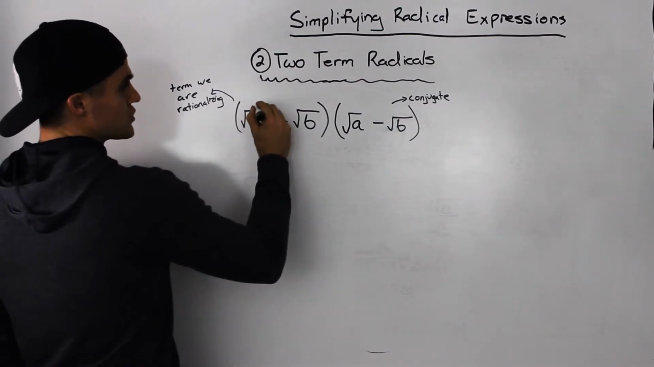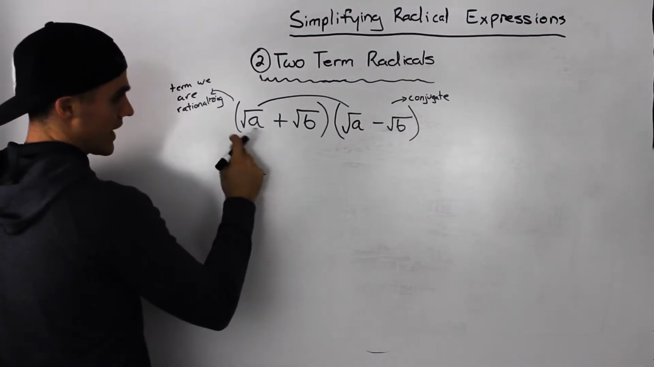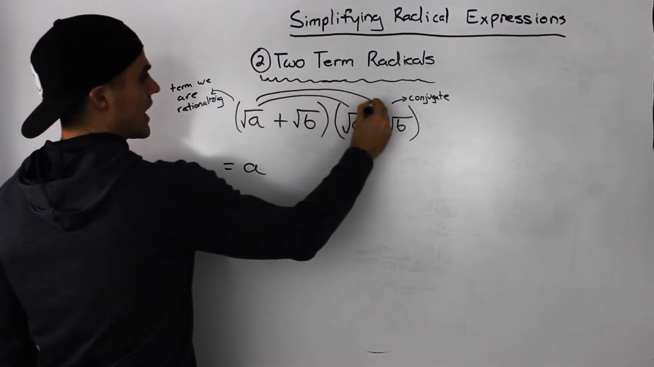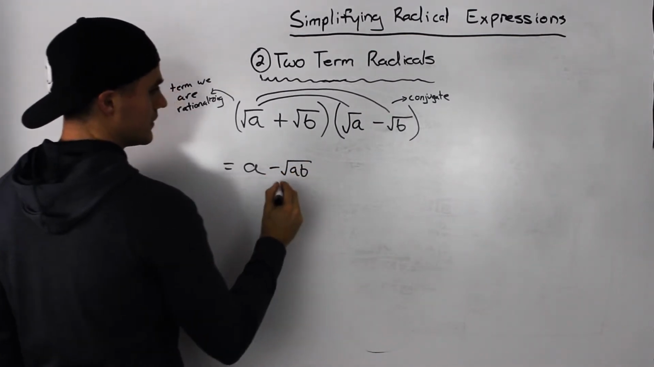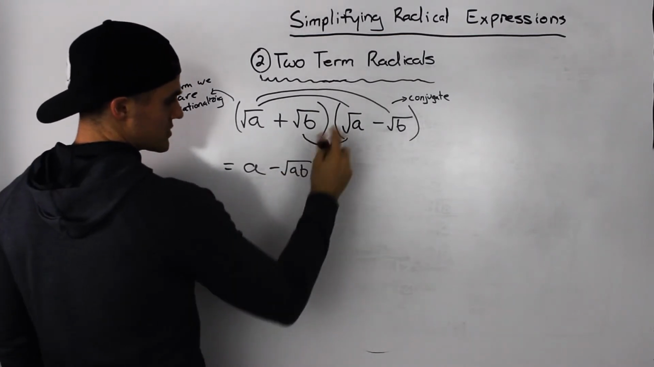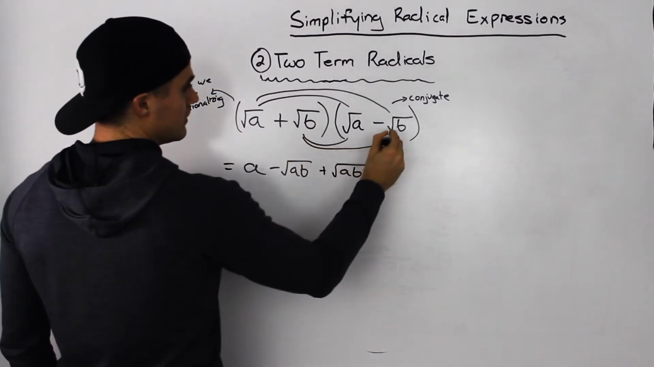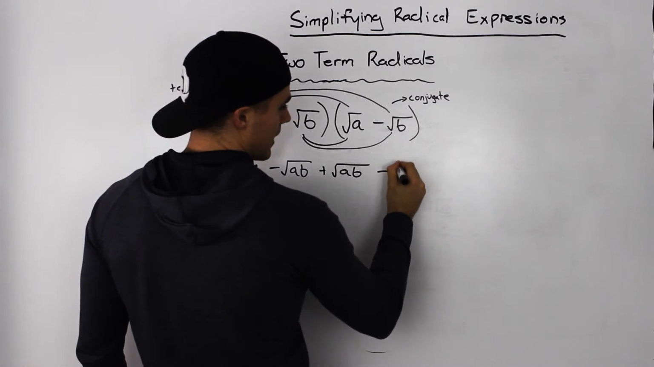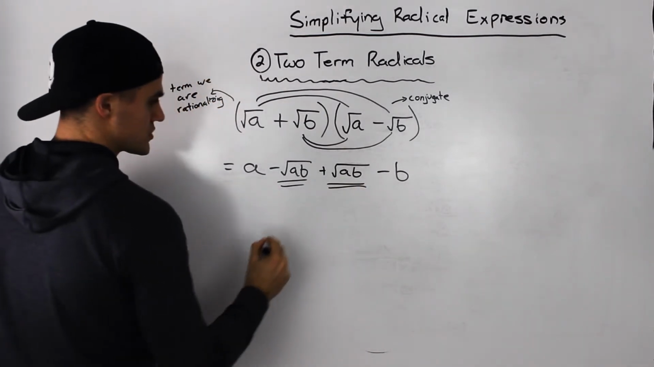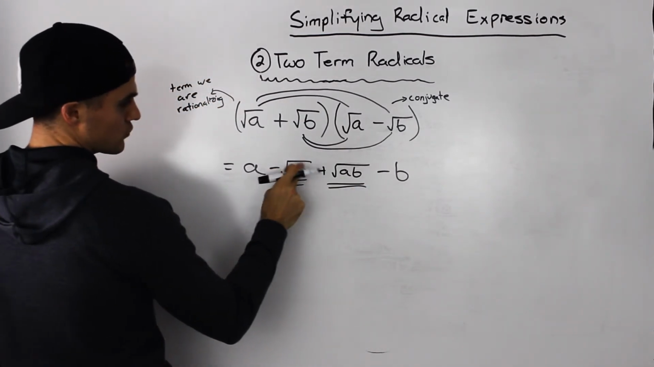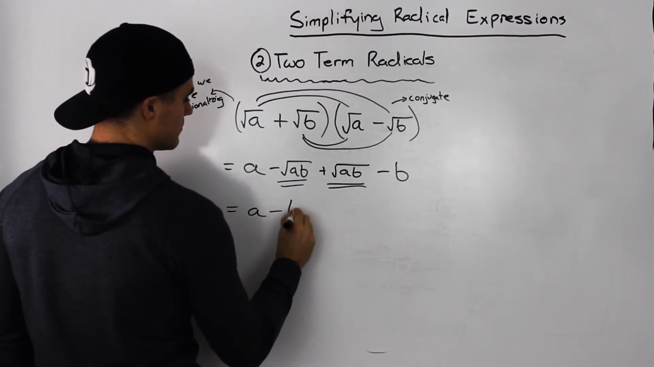And so from here all you do is you just FOIL, right? So root a times root a is positive a. Root a times negative root b is negative root ab. Root b times positive root a is positive root ab. And then root b times negative root b is just minus b. And then what happens here is you have these like terms, and negative root ab plus root ab, that just nets out to 0, and we're left with a minus b.